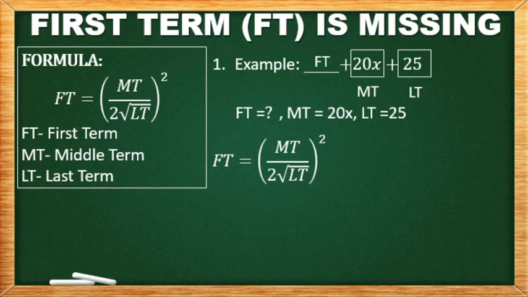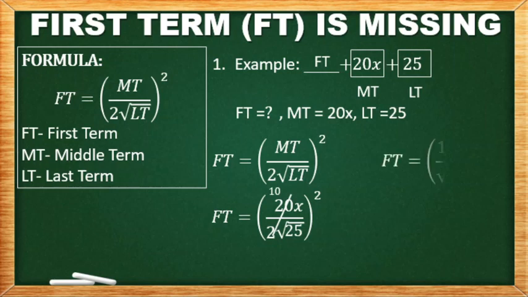Okay. So, next, we need to substitute the value of MT and LT. So, yan. Binlangko ko lang. Now, what is our MT? Yes, 20x. And what is our LT or last term? 25. Okay. First step, divide muna natin yung MT sa 2. So, 20x divided by 2, or 20 divided by 2, magiging 10. So, sulat natin siya ulit. So, magiging FT is equal to the square root of 10x over the square root of 25.